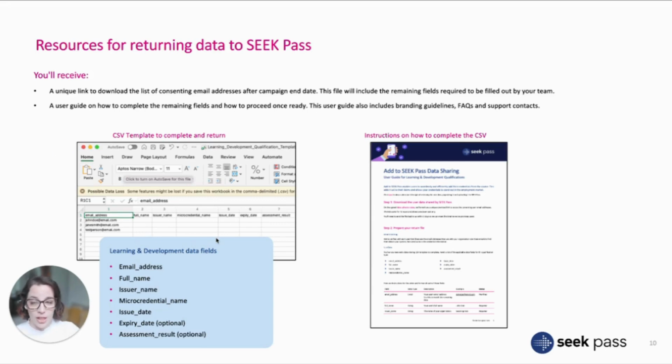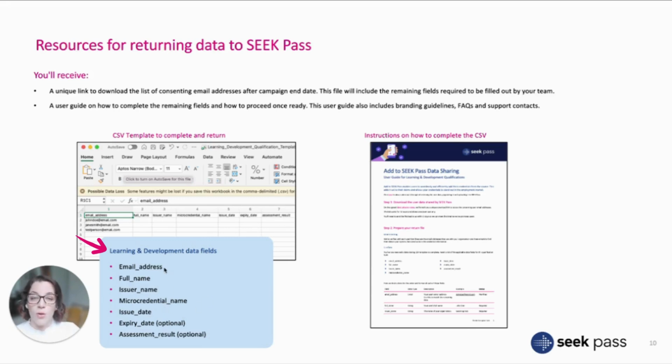For the example of the learning and development credential type, the data fields we require are email address, full name, issuer name, micro-credential name. Micro-credential is the internal name for learning and development. We call it a learning and development credential, but in the data fields and in some of the technical details, it is called micro-credential. We then also ask for the issue date.